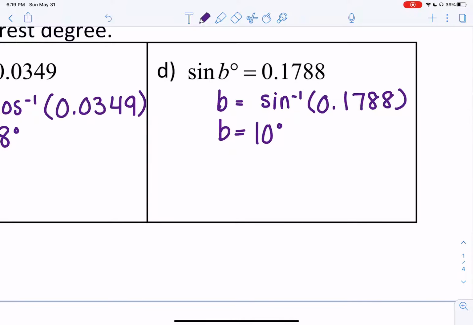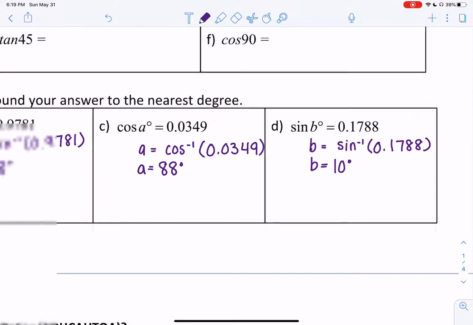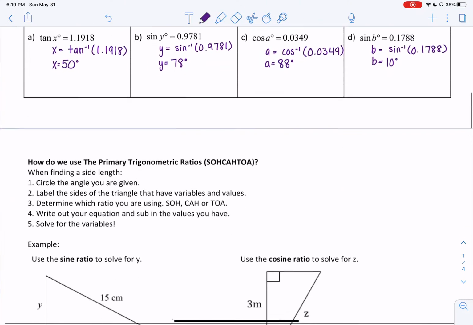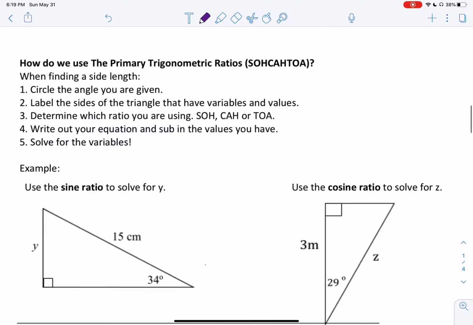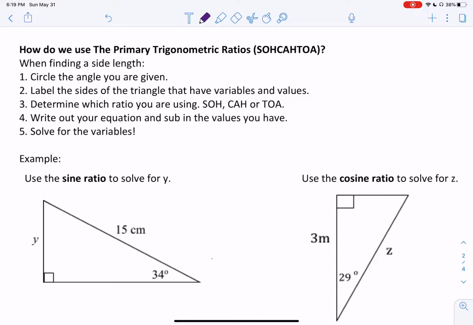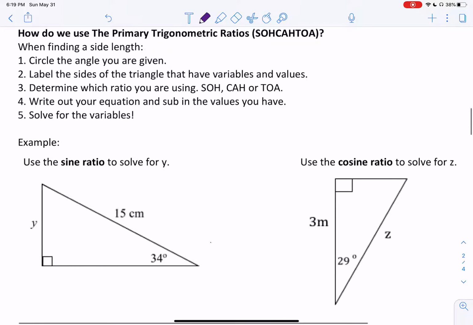Okay, so those are really all the skills we need to get started on some examples. So, how do we even use these? What is the point of this? The first examples we're going to go through are how to find a side length. So, when we're given a right angle triangle, we have an angle, we have maybe a side, but we need to find another side. These are the steps that you will take. So the first thing we're going to do is you're going to circle the angle you're given.